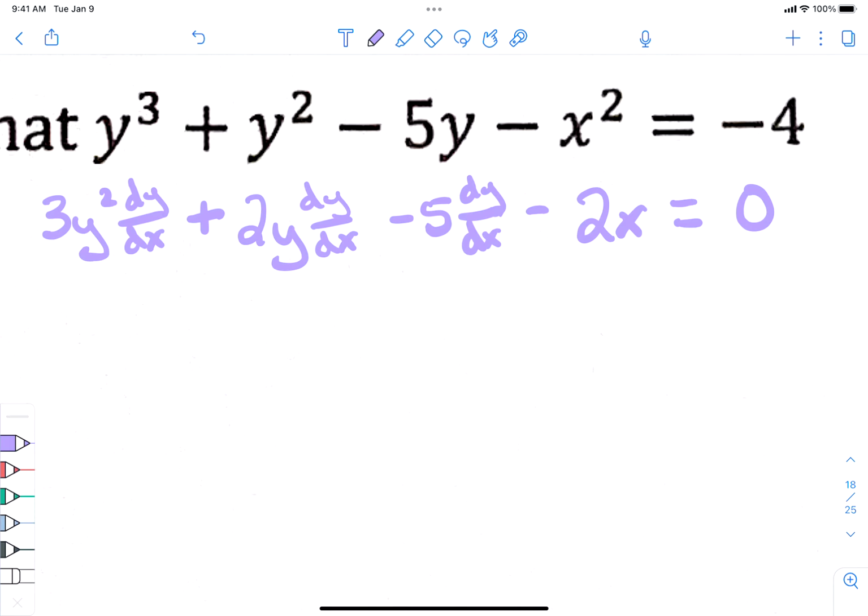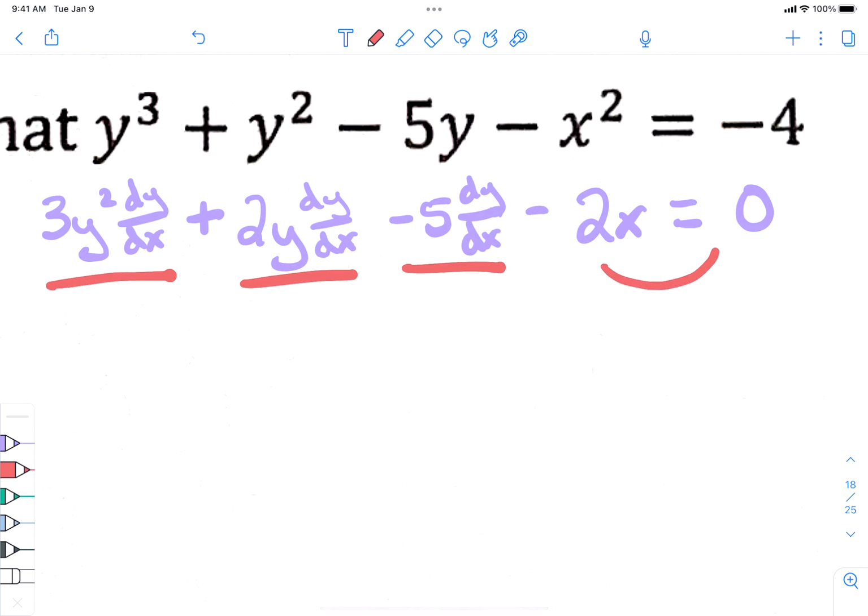What I want to do is get all the dy/dx's by themselves. So this one involves a dy/dx, this one has a dy/dx, this one has a dy/dx. I'm going to kick the 2x to the other side. So I have equals 2x because I'm adding the 2x over. Do we see how that works? And I've got all that junk.